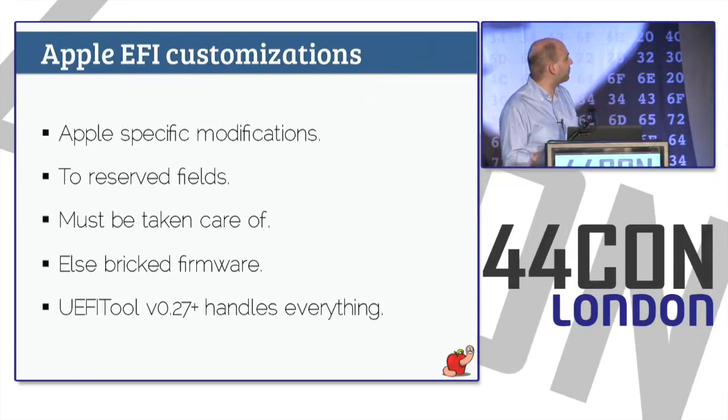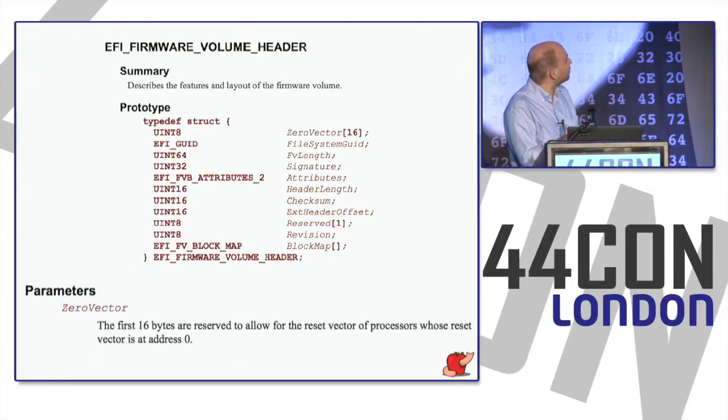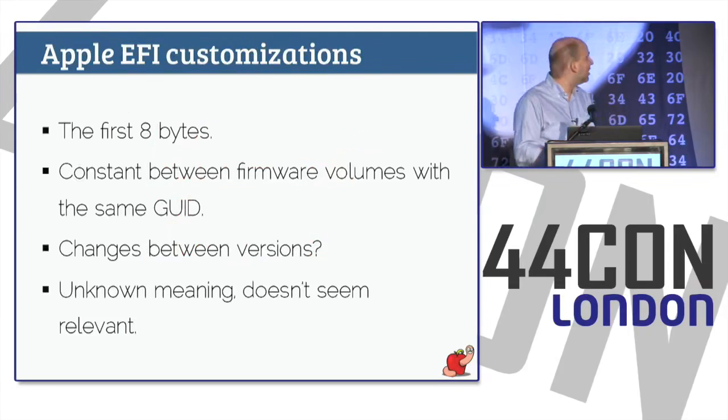There is a reserved field on the header, which is this one, the zero vector. If you read the spec, it's used for the reset vector of some CPUs. Apple doesn't use this CPU, so decided to use this zero vector for some stuff. The first 8 bytes, I don't know what they mean because they are constant between everything. They change between versions. It's probably some data. If you modify it, it doesn't have any problems, so it's okay.